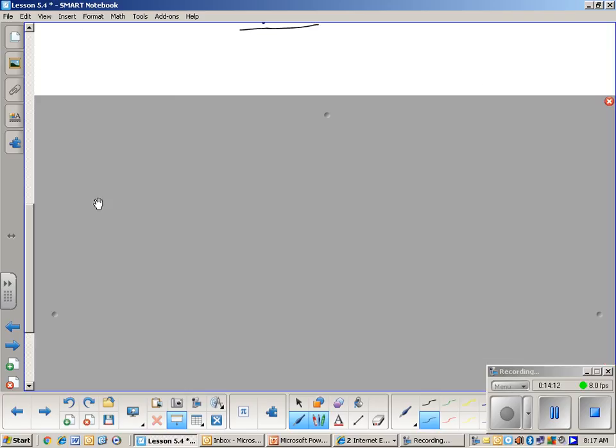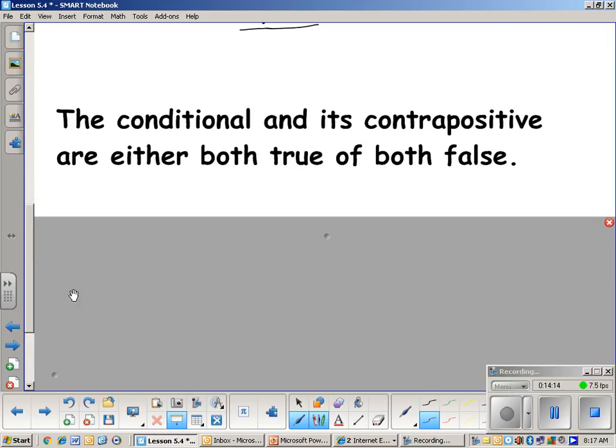Okay? And it's important that you understand that the conditional and its contrapositive are either both true or they're both false. They're either both true or both false. Okay? That's really important. That statement wouldn't be true for a converse, it wouldn't be true for the inverse, but with the contrapositive it is true. Either both statements are true or both statements are false. Okay?